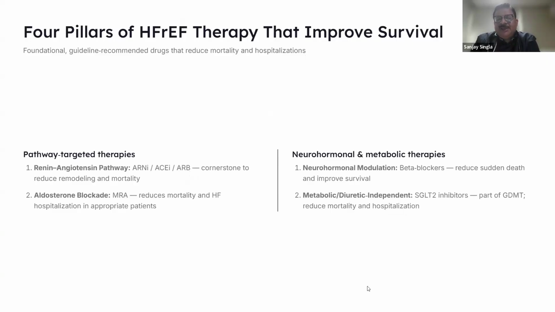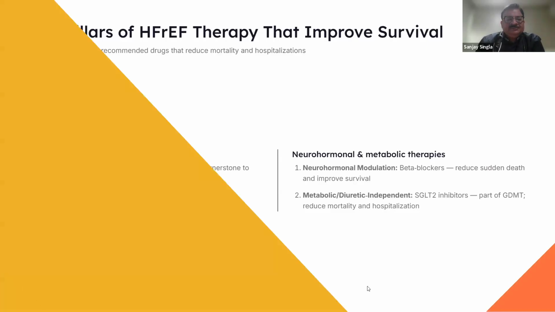But if the patient's BP is low, we should give beta blockers. We should give ivabradine so that the patient's heart rate is kept between 50 and 60. If the heart rate of this HFrEF patient is kept at around 50 to 60, we will be allaying the symptoms of heart failure very early. SGLT2 inhibitors are a part and parcel of GDMT to reduce mortality and hospitalization.